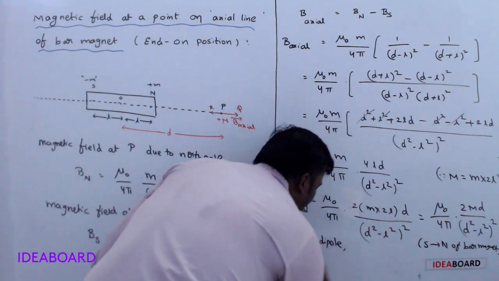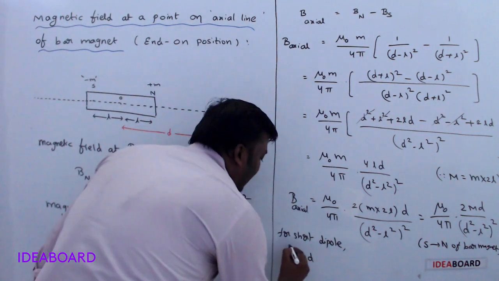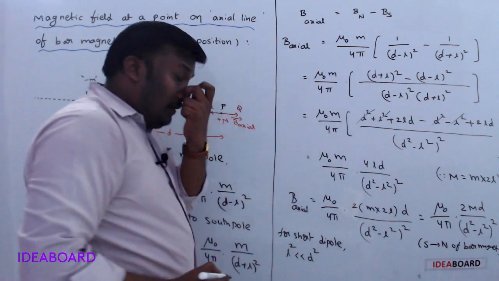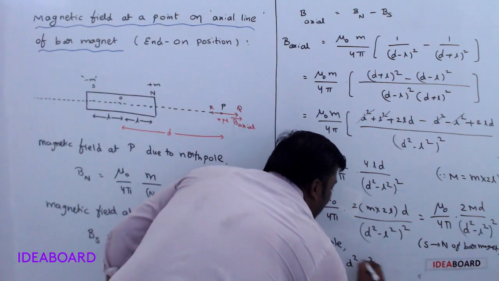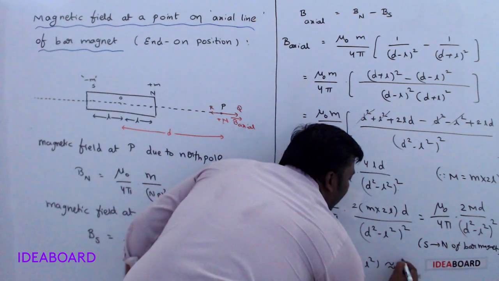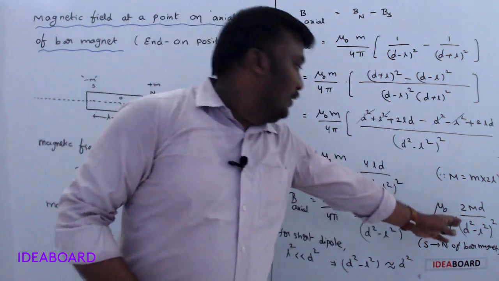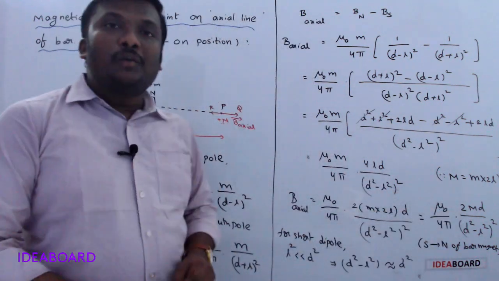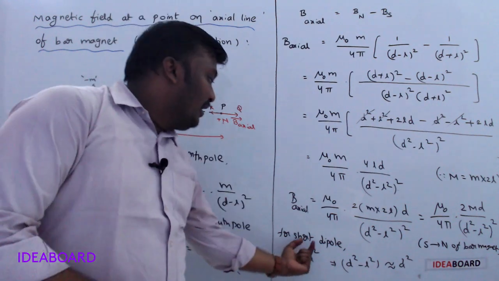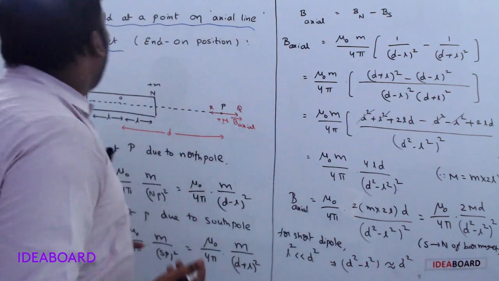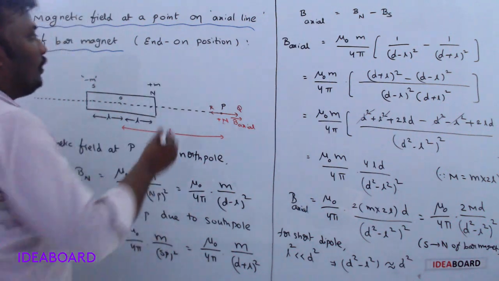That indicates L value is much less than d, then L square is also much less than d square, which implies d square minus L square can be nearly equal to d square. If we substitute that value in the above equation, then we get the resultant magnetic field induction due to the shorter dipole. So what is that value? I have written the last word.